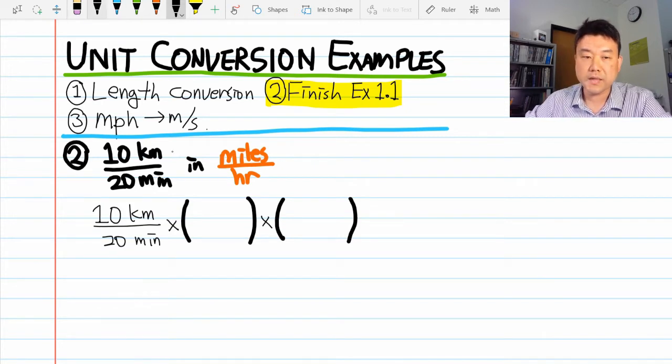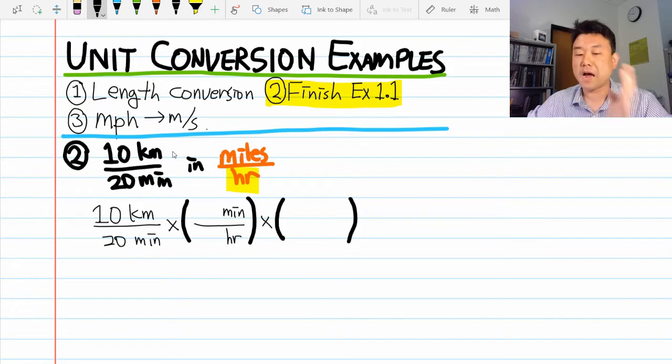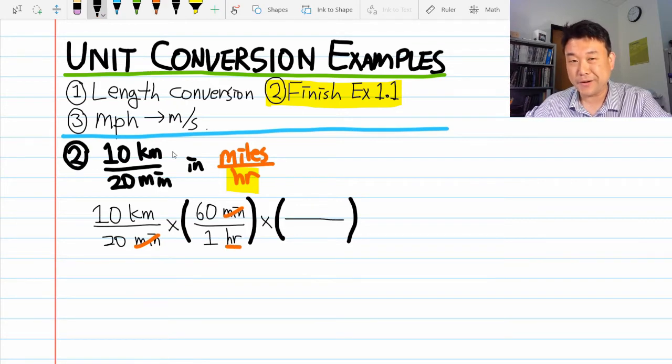Let's get rid of minute first. That's the easier one. So I want to cancel out minutes. So in the numerator, I need the minutes on top. I want to convert it to hour. So on the denominator, I need hour here. And here, I'm just thinking about, okay, how many hours is equal to how many minutes? Well, there are 60 minutes in 1 hour. So that's our first conversion factor that will get rid of the unit of minute and give us the unit of hour that we want.